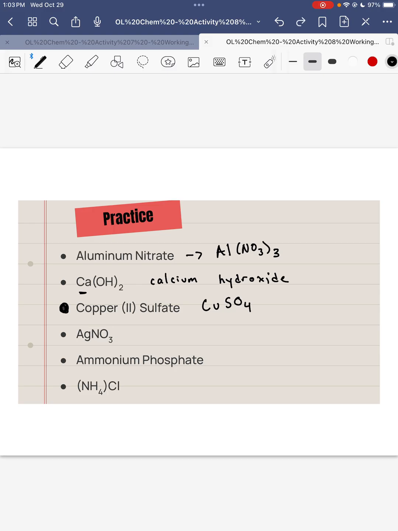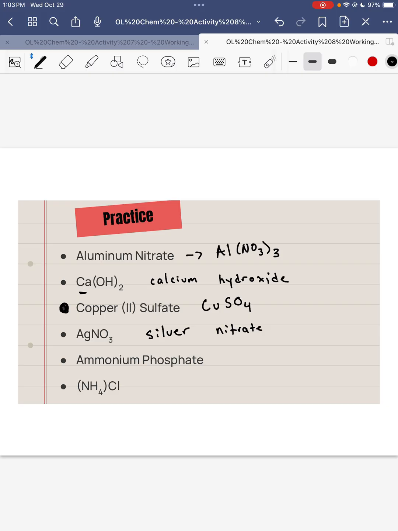Next, AgNO3. I want to find NO3 on the periodic table. I find NO3 1 minus is called nitrate. So when it's bonded to silver, it's called silver nitrate.